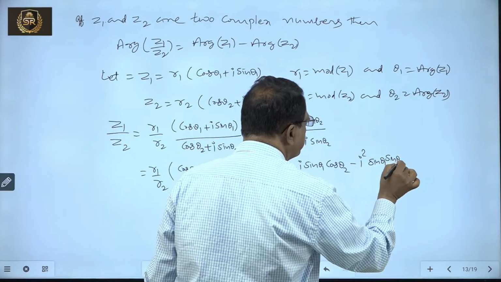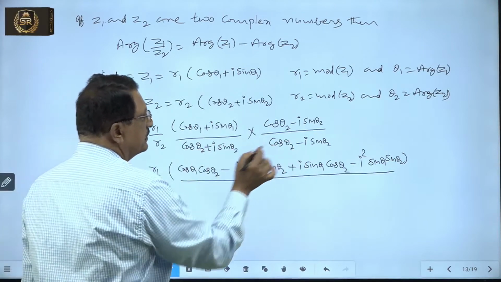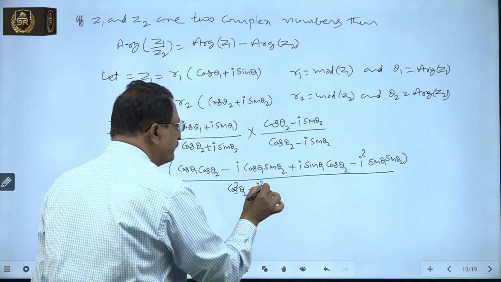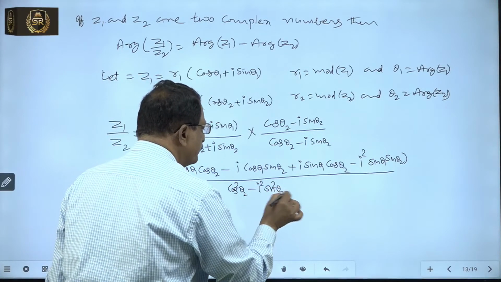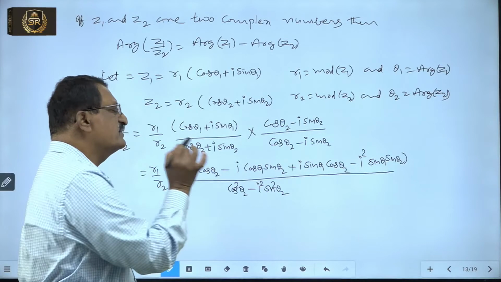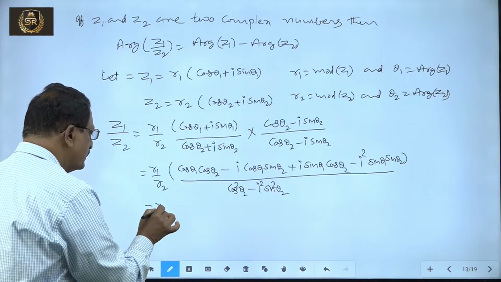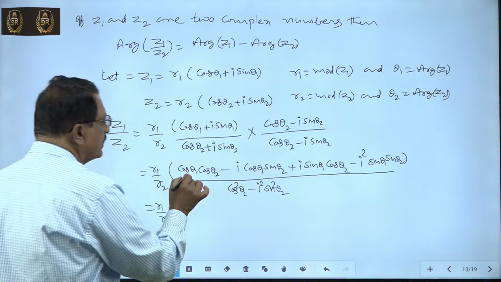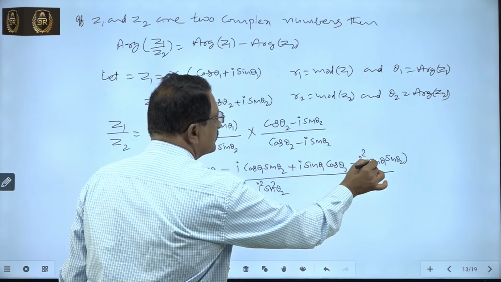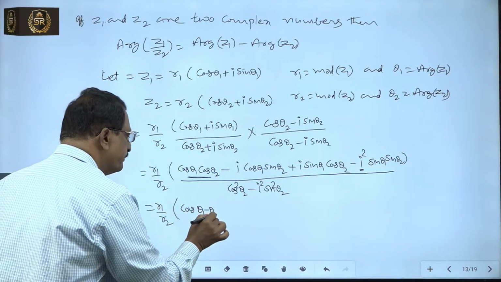By the denominator, a plus b into a minus b is a square minus b square: cos square theta 2 minus i square sin square theta 2. But i square equals minus 1, so cos square theta 2 plus sin square theta 2, and the denominator we get 1. That equals R1 by R2 into cos theta 1 cos theta 2. Here i square equals minus 1, minus of minus plus sin theta 1 sin theta 2. That equals cos of theta 1 minus theta 2.